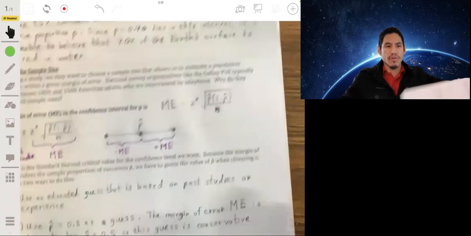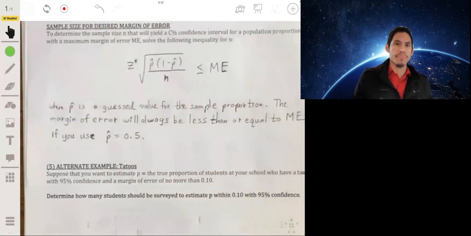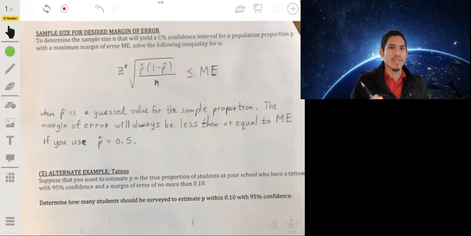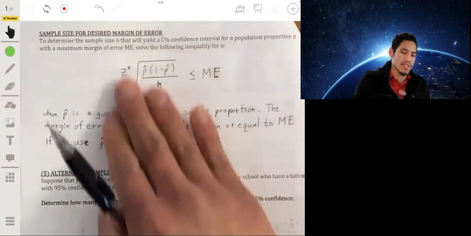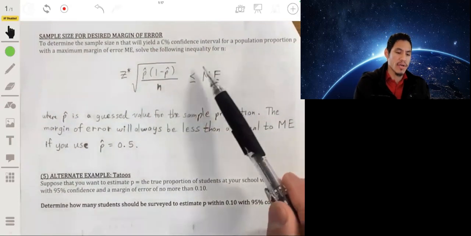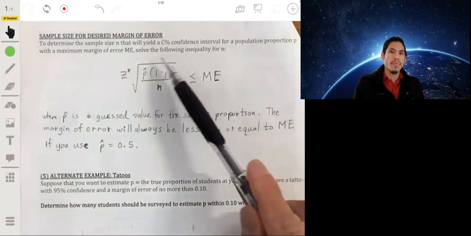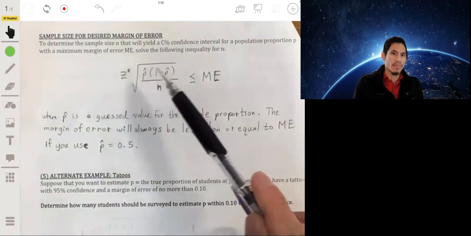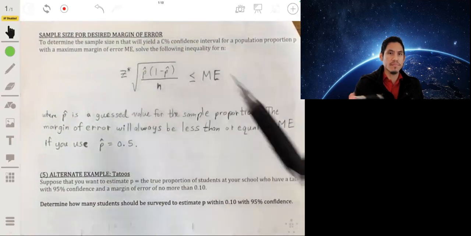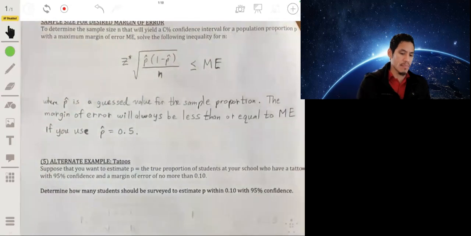And so when you're trying to solve for the sample size that will meet our requirements for margin of error, it's essentially solving for this inequality. We're going to make our margin of error greater than or equal to our critical value times the standard deviation of our statistic. Okay, so let's do a practice problem.